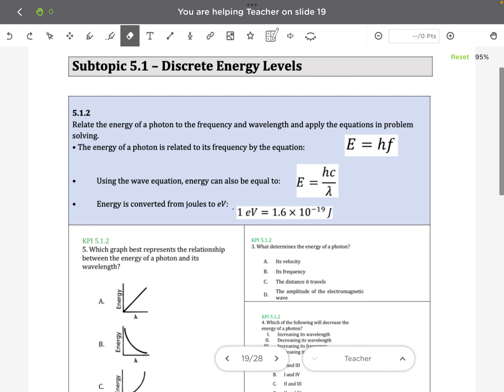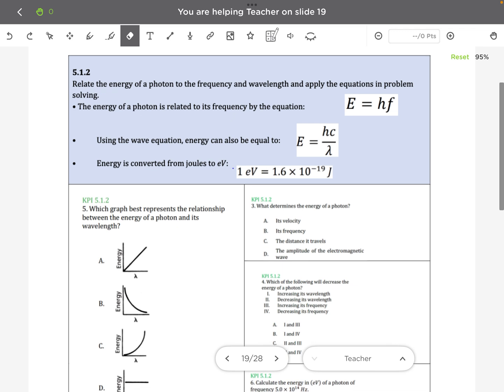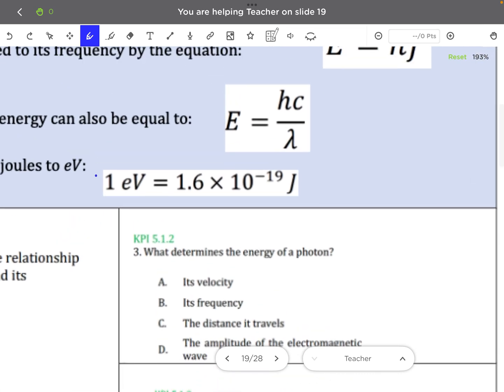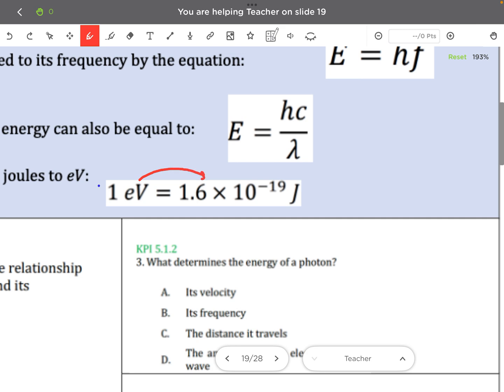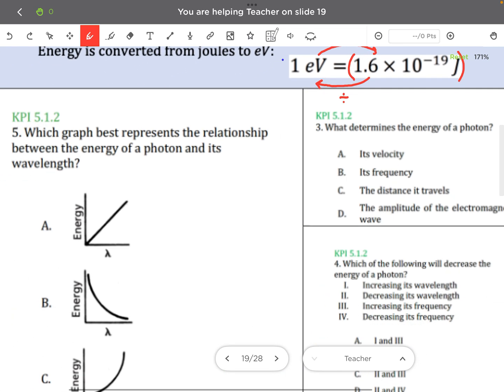So starting with 5.1.2, relating E to HF and HC over lambda and doing this conversion. From eV to joules, I will multiply, and from joules to eV, I will divide. But when I divide, I have to make sure that I put brackets.